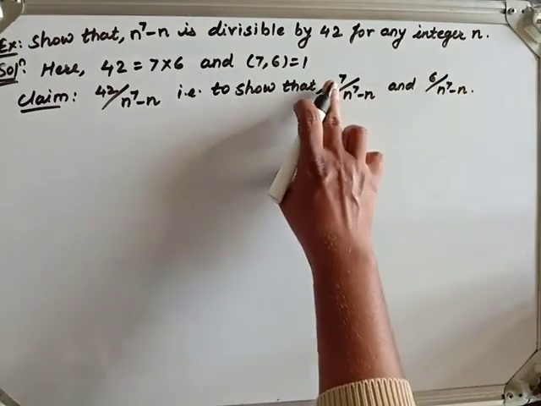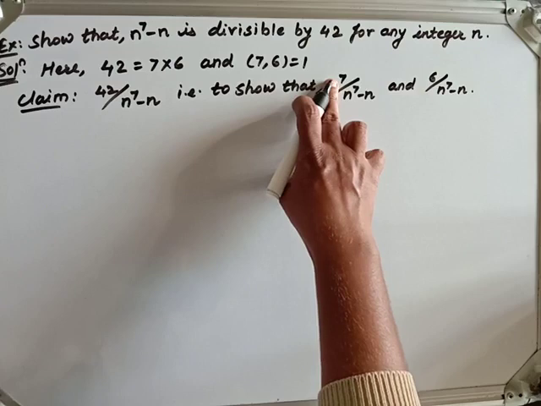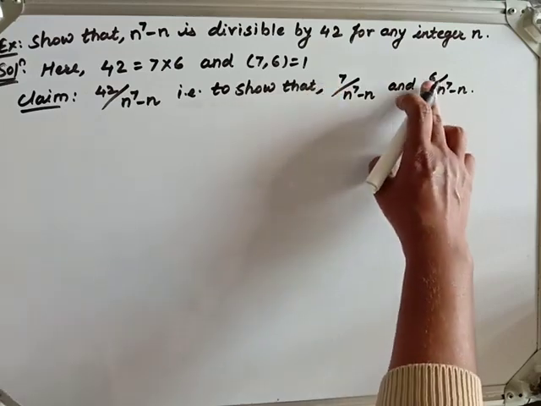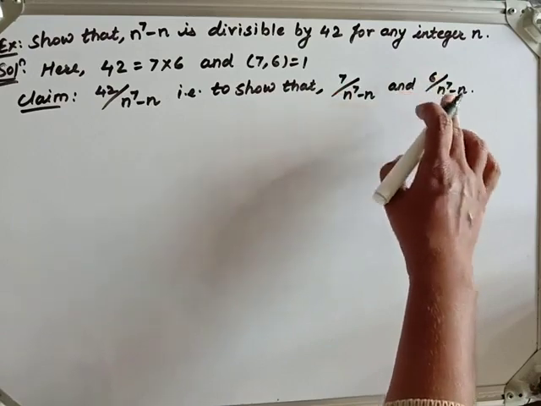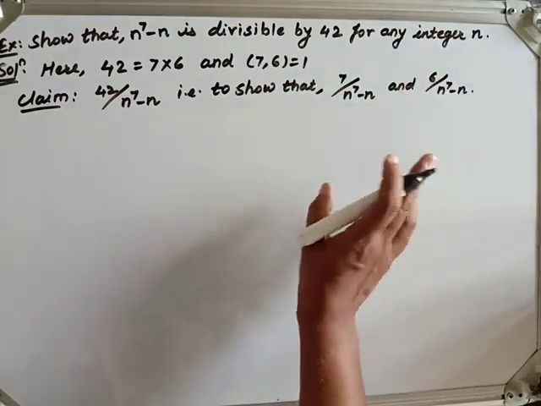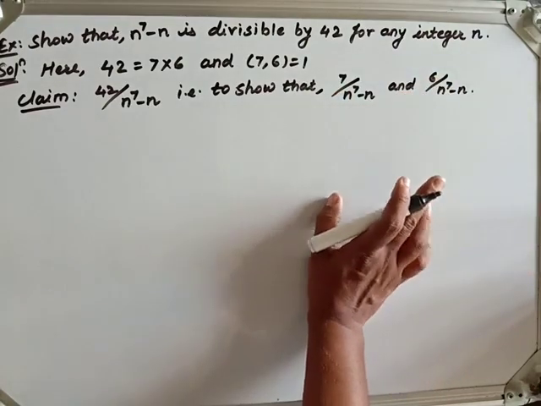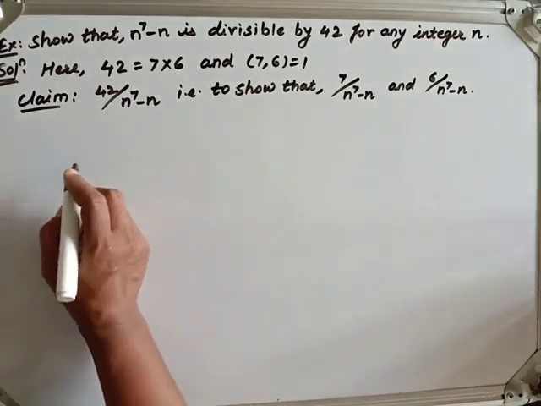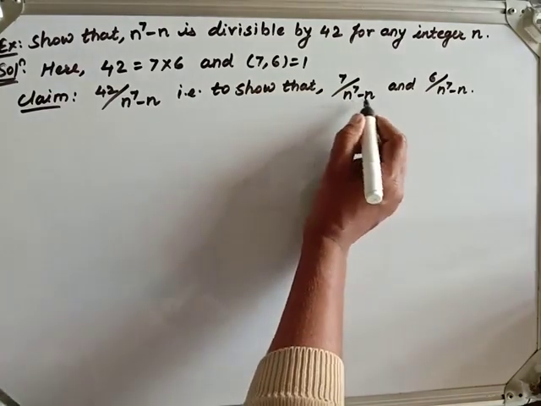Again, now here 7 is a prime number, so we can easily apply Fermat's theorem for that. But 6 is not a prime. So for 6, again we will find two factors of it so that they are relatively prime with each other. So again we use the same thing. Now let me write for this one first.